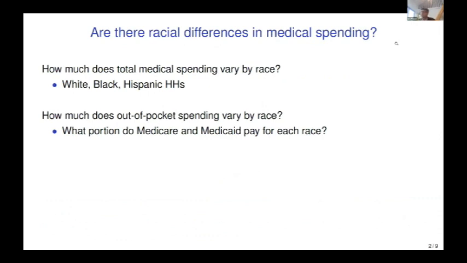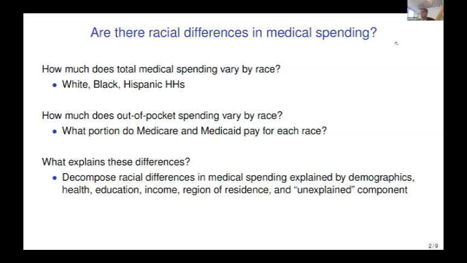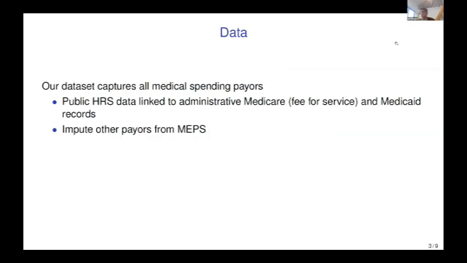Second, we'll think about not just total medical spending, but also what share is paid out of pocket and to what extent Medicare and Medicaid are important for understanding racial differences in terms of what is actually paid out of pocket relative to the total. And then finally, we'll show you in a statistical sense what explains these differences, where we're thinking about issues such as household composition, differences in health status, education, and the like.